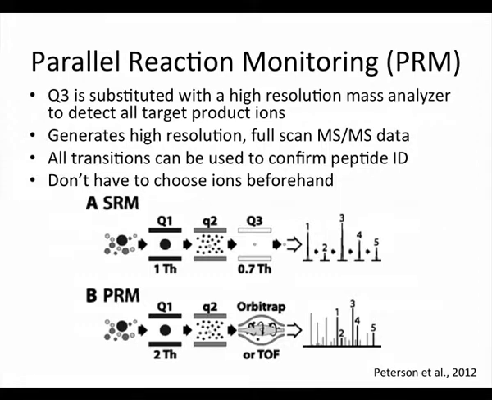In SRM, remember, we choose our peptide in the Q1, we fractionate that peptide, and then we choose our transition in Q3, and then we record the intensity of that. In parallel reaction monitoring, instead, the Q3 has been replaced by a high-resolution mass analyzer. So it's able to choose here, fractionate, and then look at everything that it fractionated. Instead of just choosing one, it can look at all of this. If you had a peptide that had 12 possible transitions, you can look at all 12 of those, which is really powerful. And then also you don't have to choose these ions beforehand.